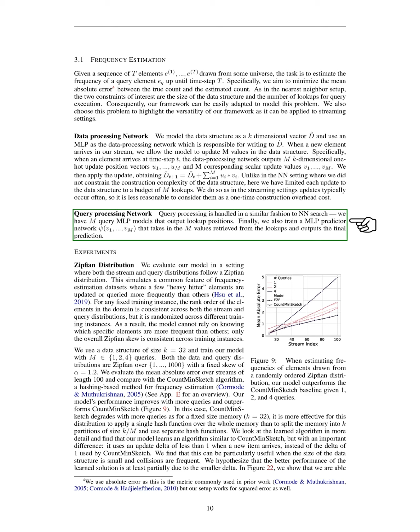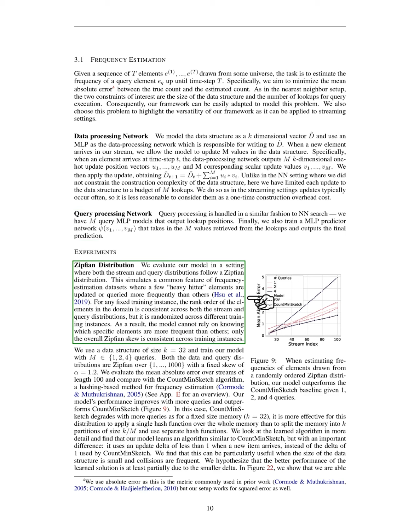Additionally, we train another MLP that takes the values retrieved from these lookups and provides the final prediction. We evaluate our model using a Zipfian distribution, which is common in frequency estimation tasks where a few elements are much more frequent than others. The rank order of elements remains consistent across different instances, but the specific elements can vary. We use a data structure of size 32 and train our model with 1, 2, or 4 queries, with both data and query distributions following a Zipfian pattern.